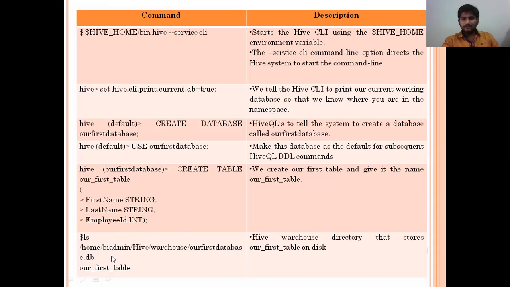database is there. In that database we have our first table also. Like that we can see the directory stores it. That is the meaning here: the Hive warehouse directory stores our first table. Our first table is stored in that particular list, as it shows.